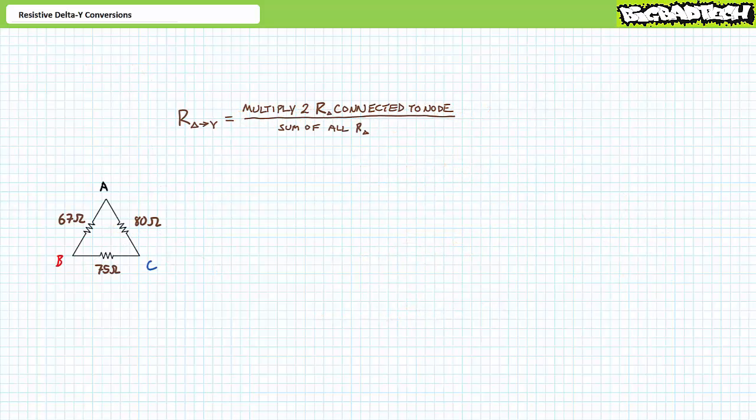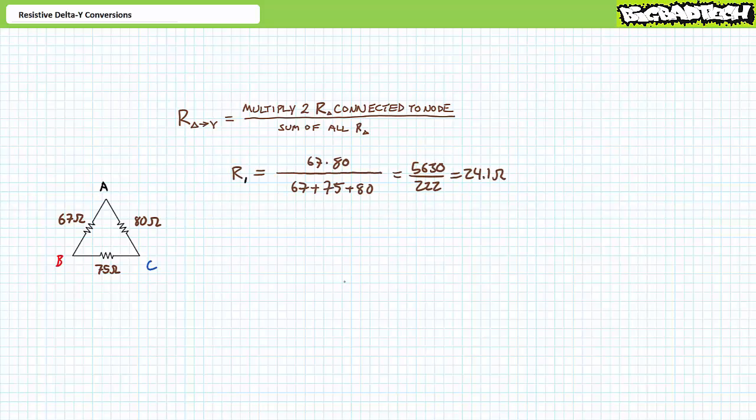Let's put these conversion procedures to the test. Here's a three-terminal delta configuration featuring a resistance of 67 ohms between nodes A and B, a resistance of 75 ohms between B and C, and finally a resistance of 80 ohms between nodes C and A. Let's see if we can convert this delta configuration to an equivalent Y configuration.